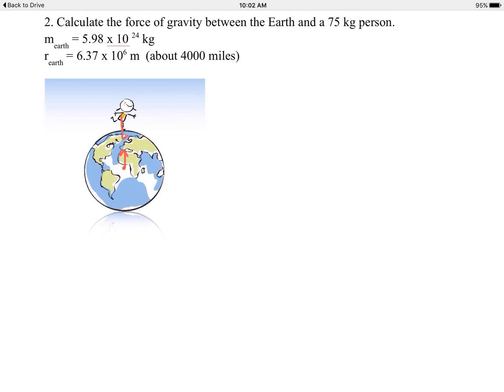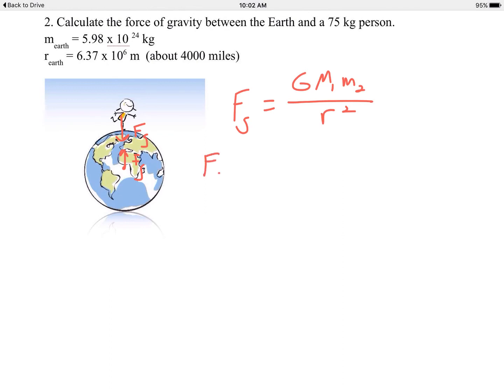We pull on each other. Those are supposed to be the same length. Force of gravity, pulling on each other. Calculate that with Newton's law of universal gravity, G m1 m sub 2 over r squared.